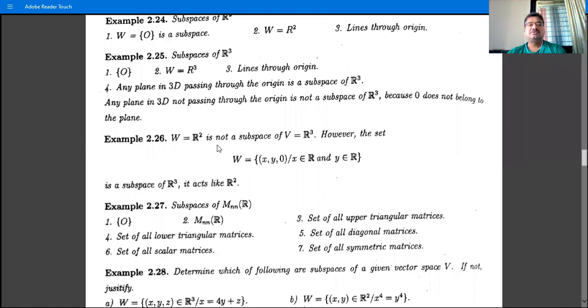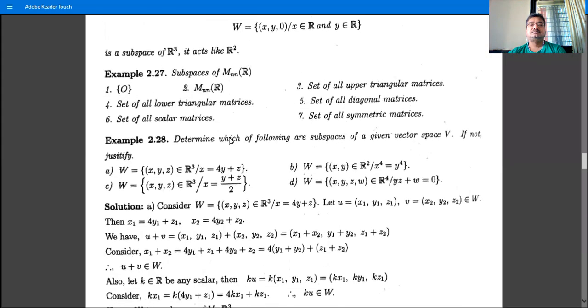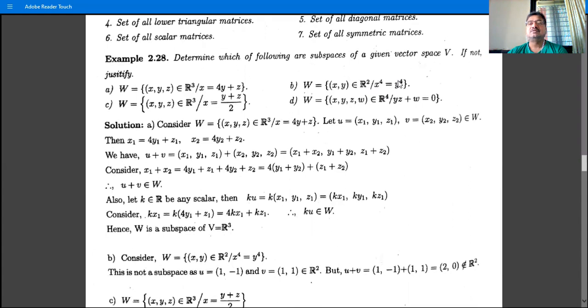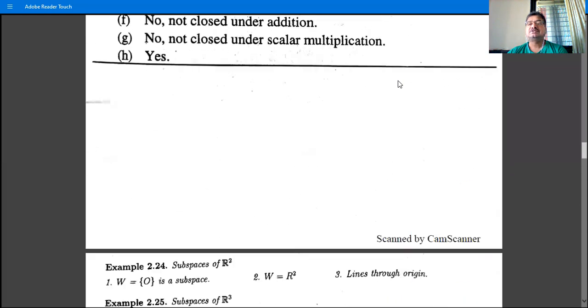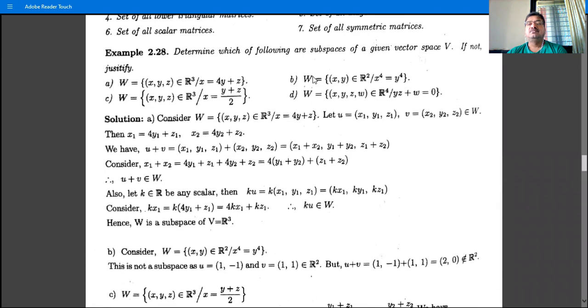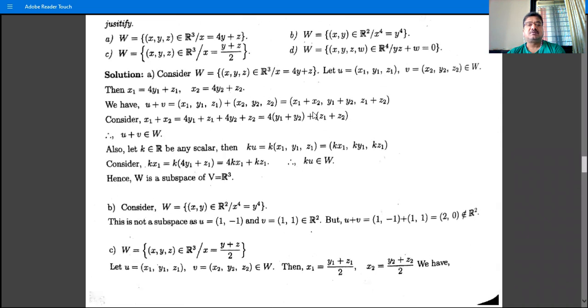Next example of subspace. W is equal to {(x, y) belongs to R square, such that x raised to 4 is equal to y raised to 4}, or x raised to 4 minus y raised to 4 is equal to 0. This example is like x square minus y square is equal to 0. So we have to discuss whether this W is a subspace of R square or is not a subspace of R square.